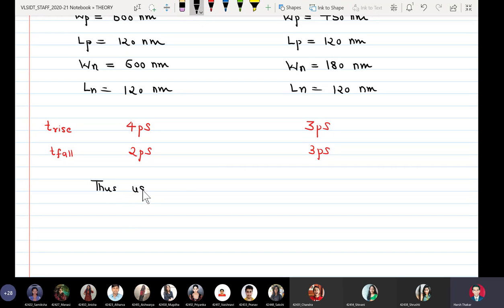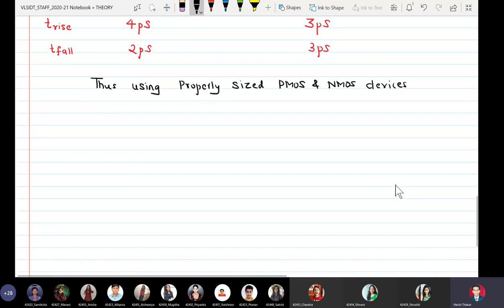Thus, using properly sized PMOS and NMOS devices, we can achieve T-rise equal to T-fall.